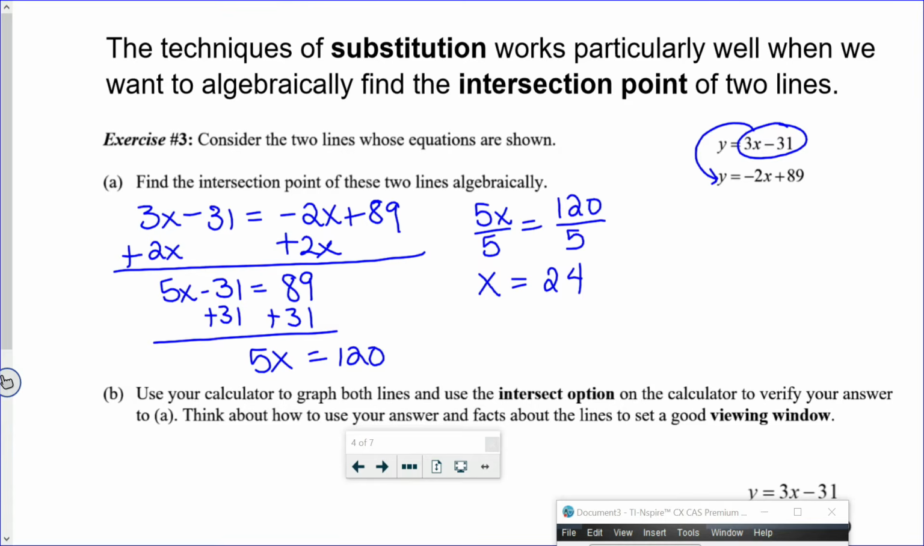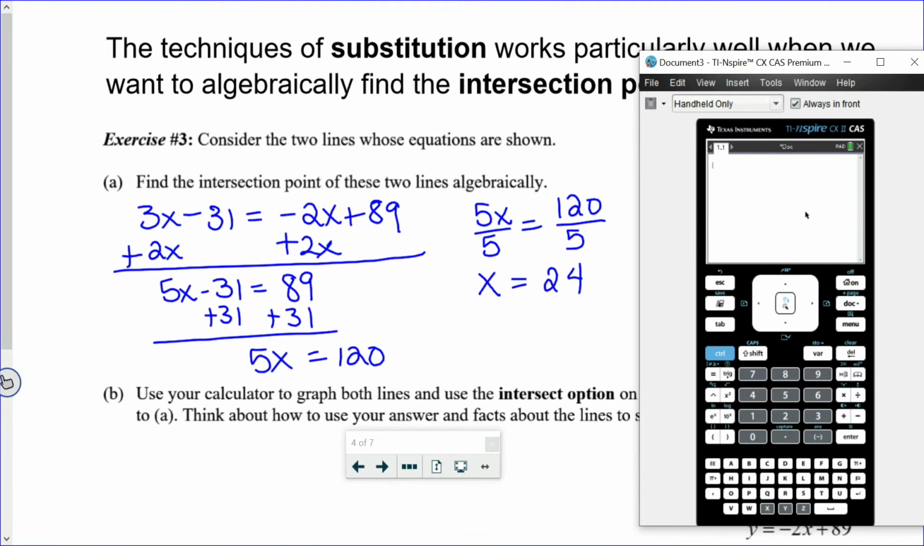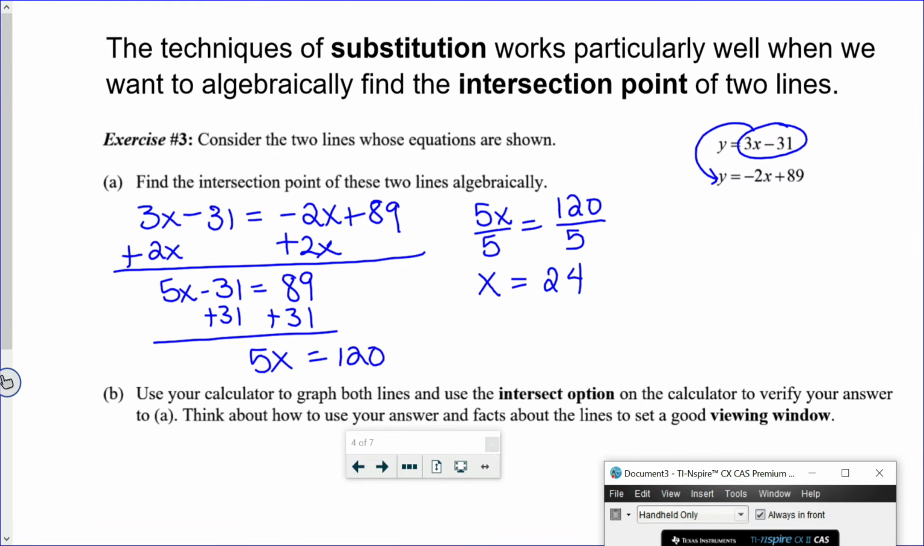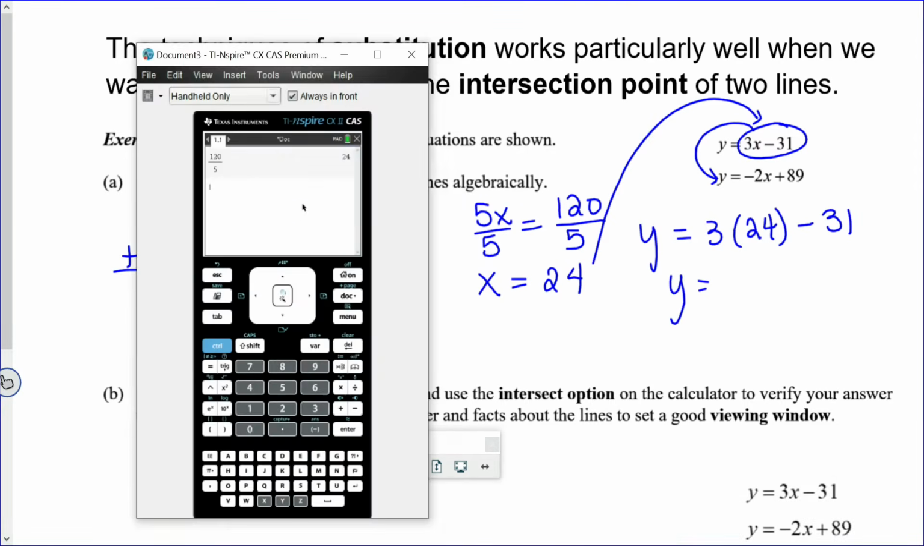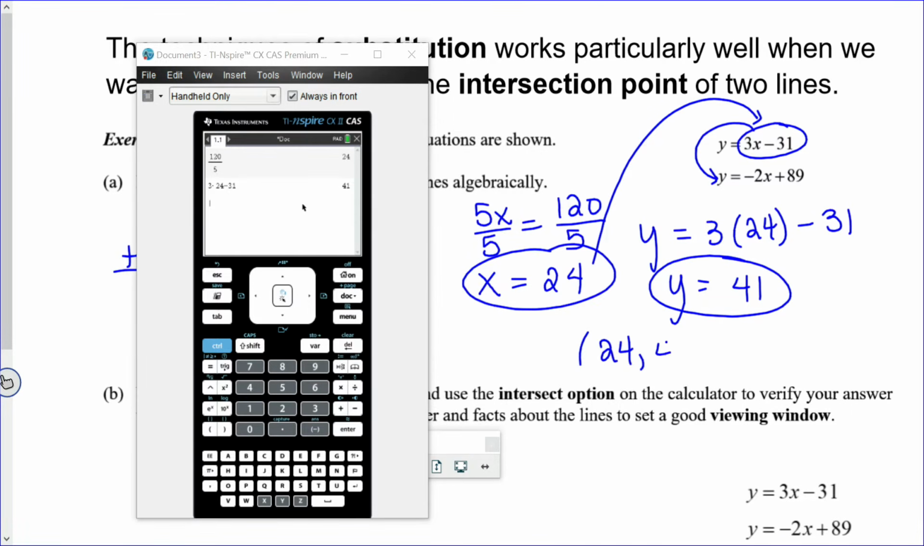Is that right? Might as well just check. Never hurts. Let's see, 120 divided by 5. Yep, 24. Great. Now I want to figure out what the y-coordinate is. Just like before, I can take that and substitute it into either equation. I think I'll just plug it into the first one. Y equals 3 times 24 minus 31. And I'll let the calculator figure this one out for me. We're going to have 3 times 24 minus 31, and that gives me a y of 41. So my intersection point is at (24, 41).